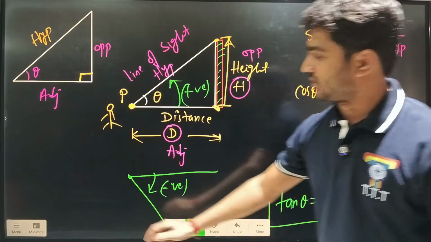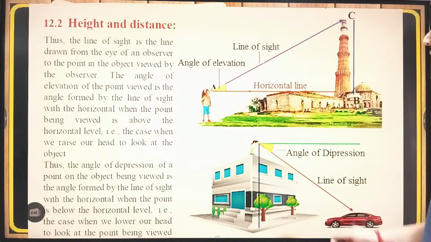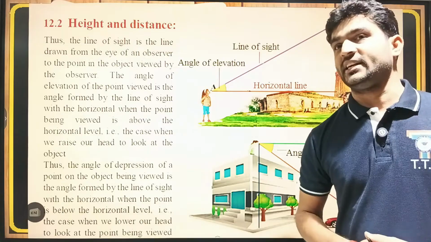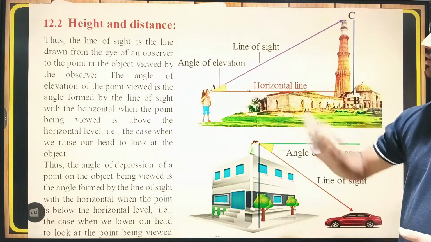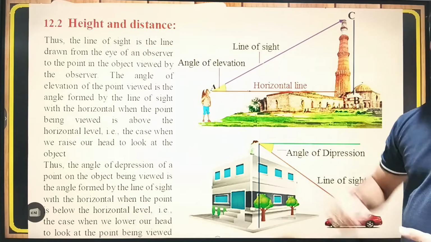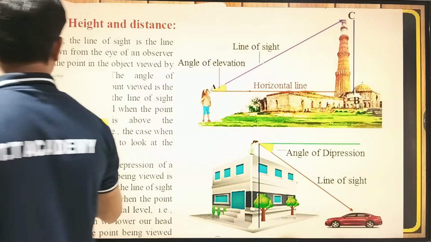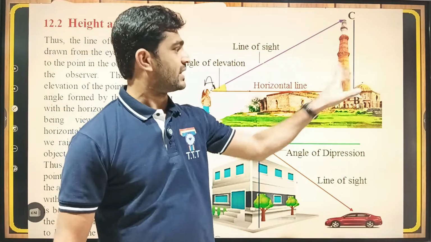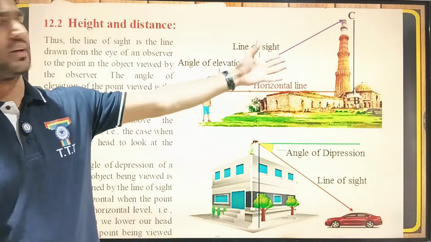So the meaning is now clear. You can observe in this slide some applications. One is the height and distance concept, which is very important again. Suppose, dear friends, a person is standing at a point A, and there is some building, tower, or pole.